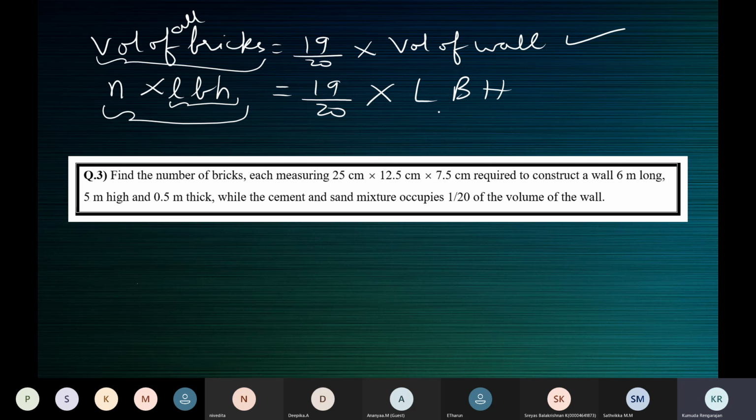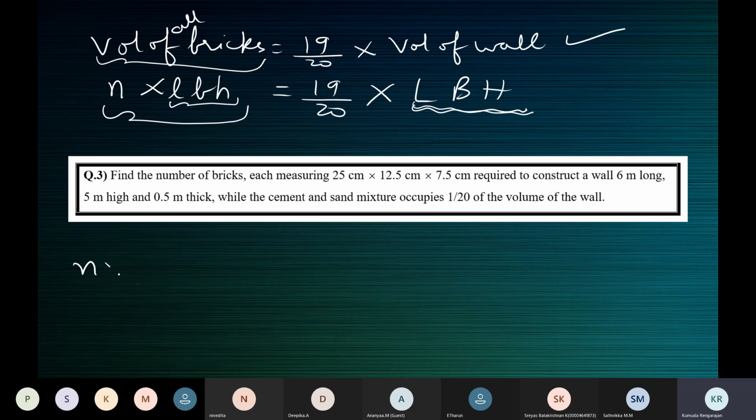Now, so here it is one wall. So it's not n into LBH. Volume of the wall is equal to LBH. Wall again is a cuboid. Volume of the cuboid is LBH. So now substitute. Make sure all the values are in the same unit, so like we have centimeter everywhere or meter everywhere. But it's easier to convert to centimeter.